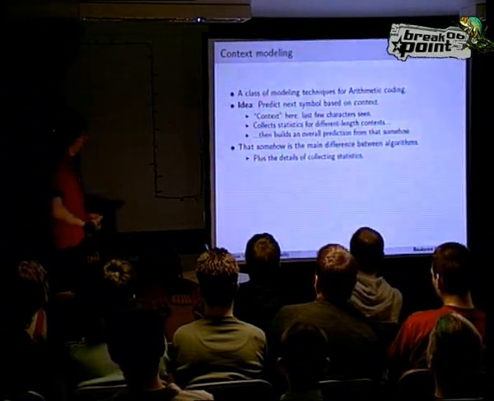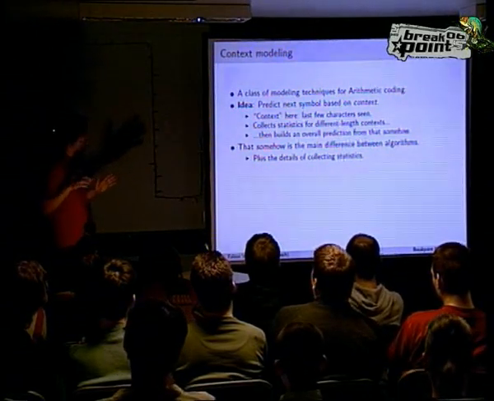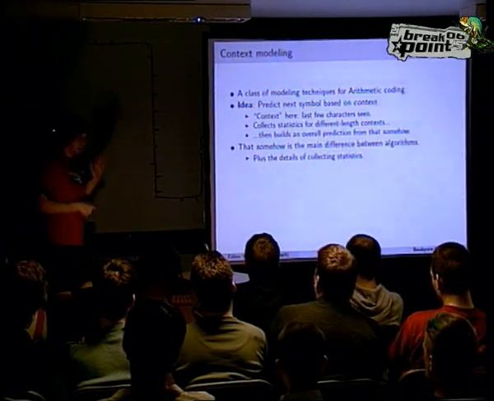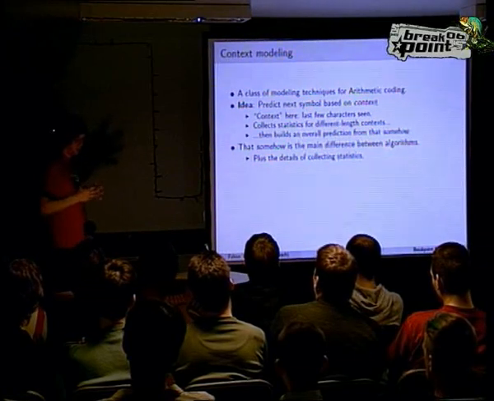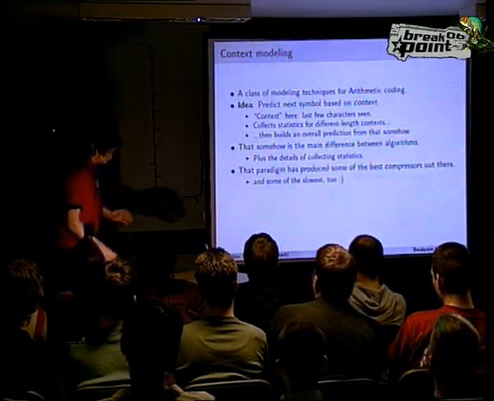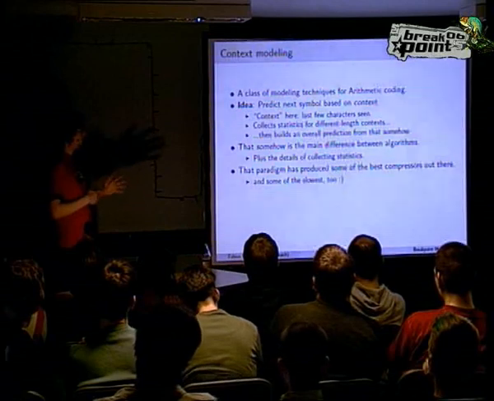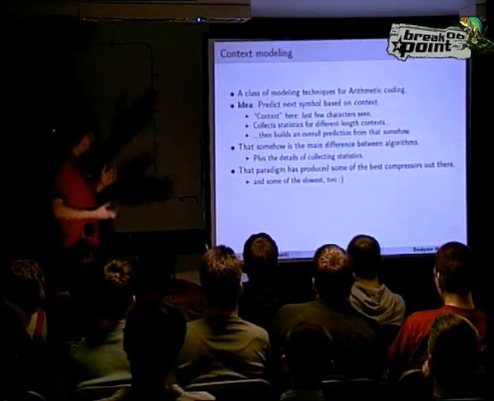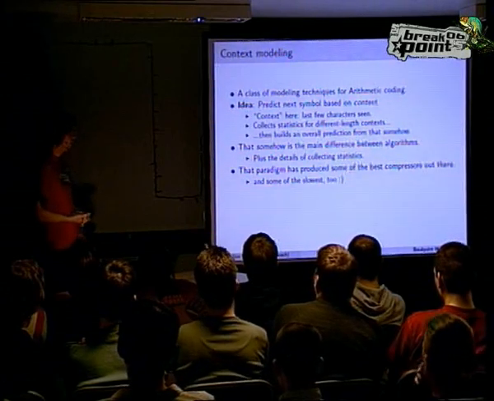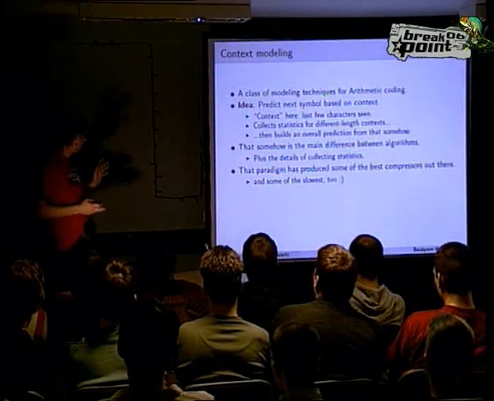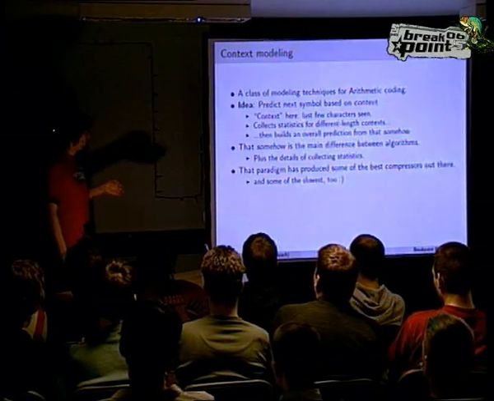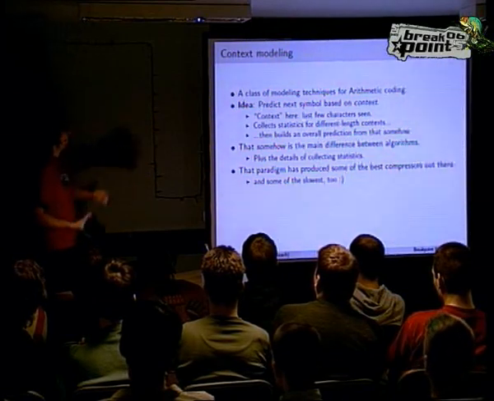How this is mixed and how this is calculated is the main difference between algorithms, plus the details of how statistics are collected, because everyone has different data structures for that and so on. Some are more efficient, and some give better results than others, but yeah, it's really just a variation on the same theme. This type of coding has produced some of the best compressors you will see in the real world. I think by now the best general purpose data compression algorithm is PAQ7 or PAQ8, which is an algorithm that is based on this idea.